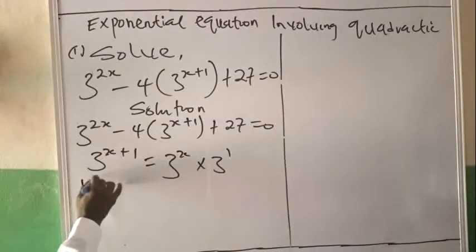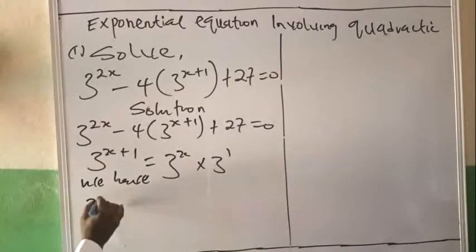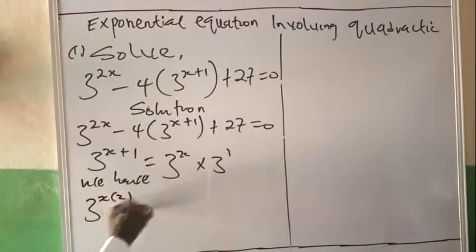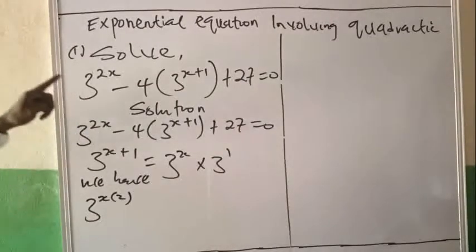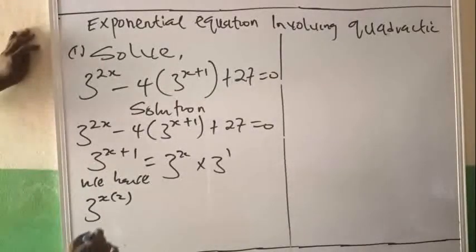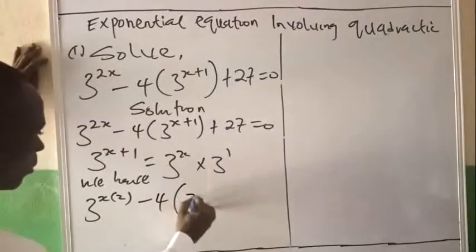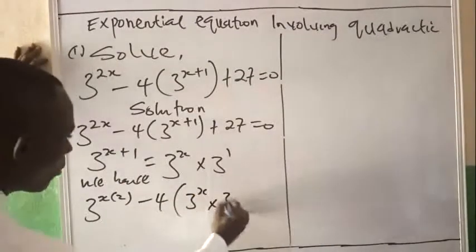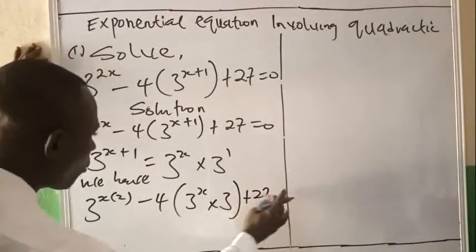So we have 3 raised to the power of x, bracket 2. This is the same thing as 3 raised to the power of 2x. This is the same thing: 2 times x is what? Is 2x. Minus 4 into bracket 3 raised to the power of x times 3, plus 27 equals 0.